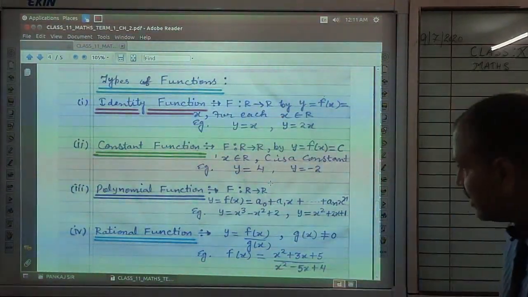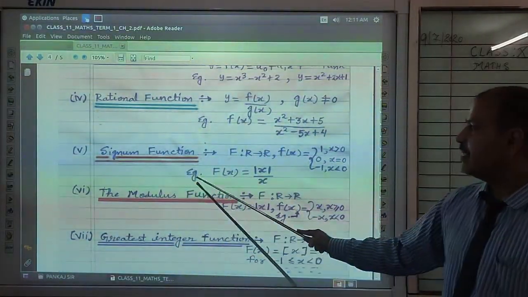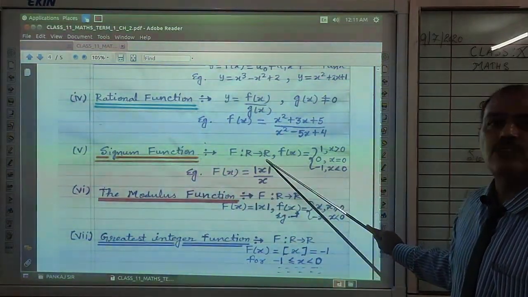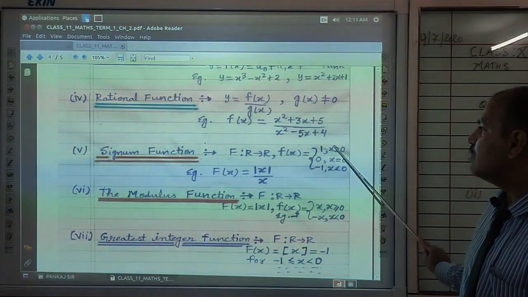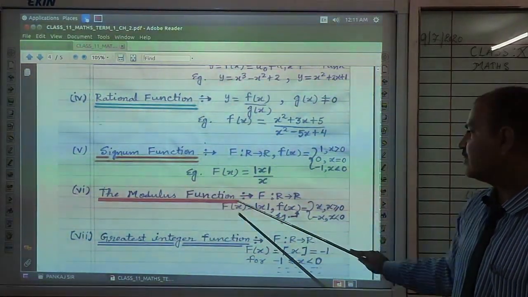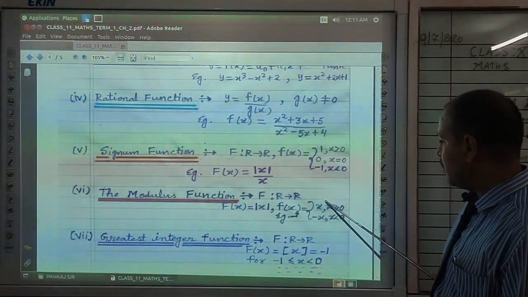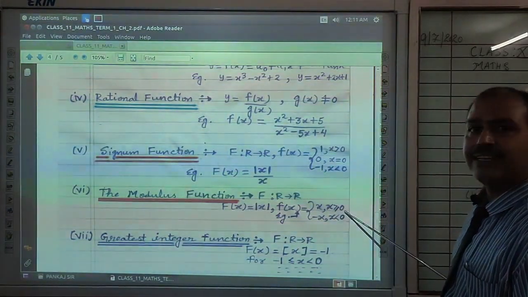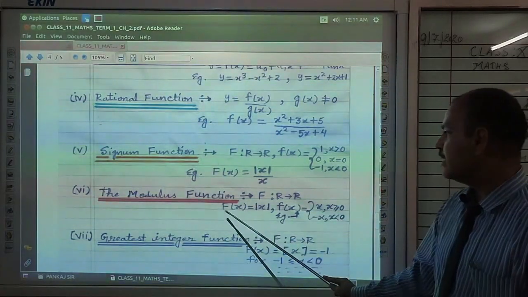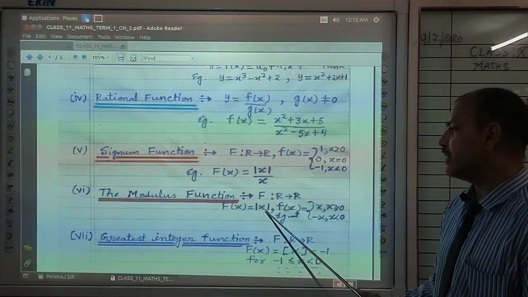After this rational function, next is the signum function. This is the example of the signum function: f(x) is equal to modulus of x upon x. This is the form of the signum function. After this, the modulus function. f: R to R, modulus means the value is positive and negative. If x is greater than or equal to 0, then x; if x is less than 0, then minus x. Here f(x) is equal to modulus of x.